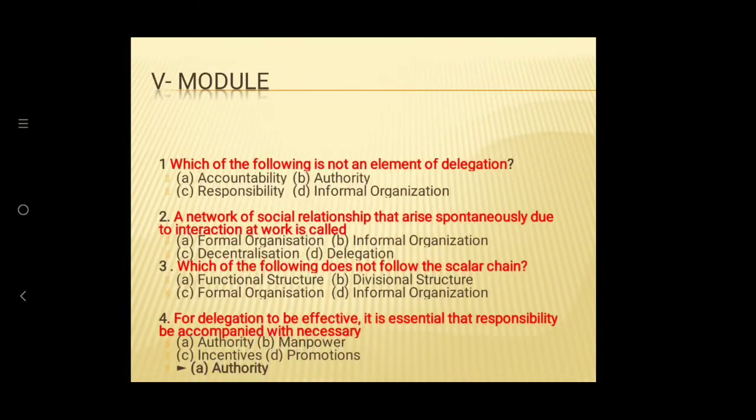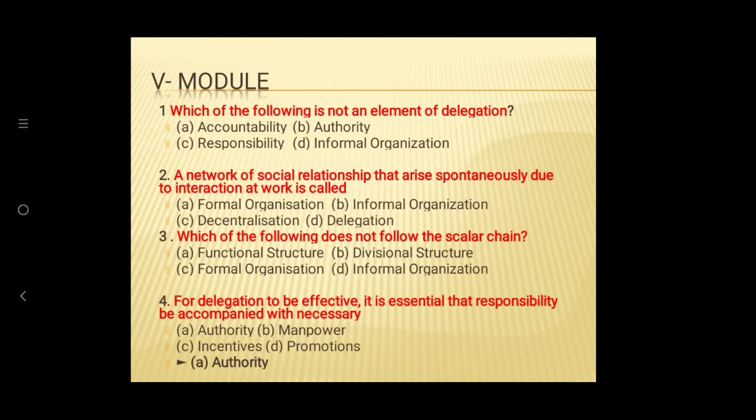Next chapter, organizing. Here the first question, which of the following is not an element of delegation? Option A, accountability, option B, authority, option C, responsibility, and option D, informal organization. So delegation is related to options A, B, and C, but option D, informal organization, is not related to delegation. Hence the right answer is option D, informal organization.